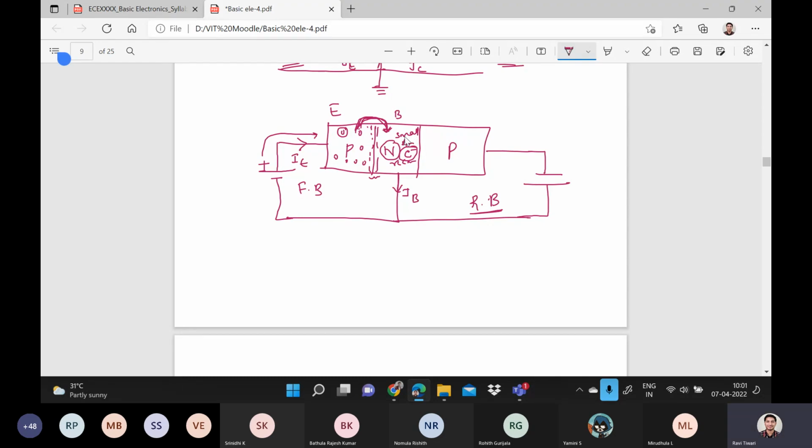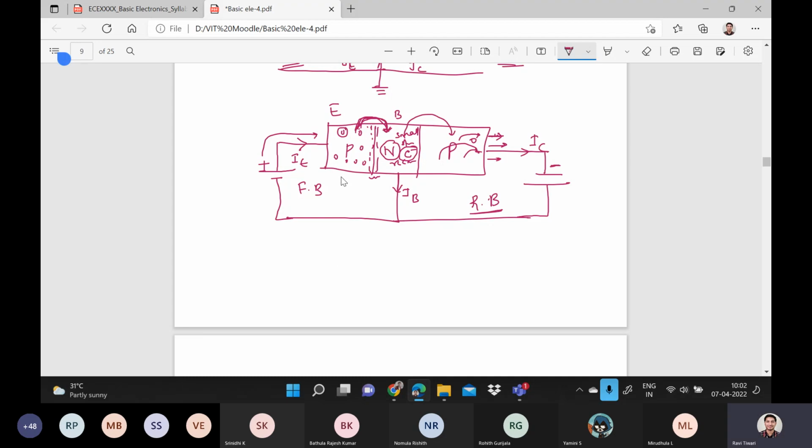Okay, now again, this is reverse biased, right? So it will try to attract, as this is negative, and holes are there. So it will try to attract, right? It will try to attract, and these holes again jump here, and it will come and conduct, and it will produce the IC current.